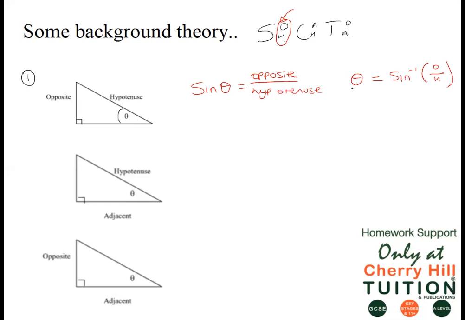In the second triangle, we have been given the hypotenuse and the adjacent. For that, we need to use cos, because that involves the hypotenuse and the adjacent. This means cos of theta is equal to the adjacent over the hypotenuse. We inverse cos both sides in order to find theta, leaving us with theta is equal to inverse cos adjacent over hypotenuse.